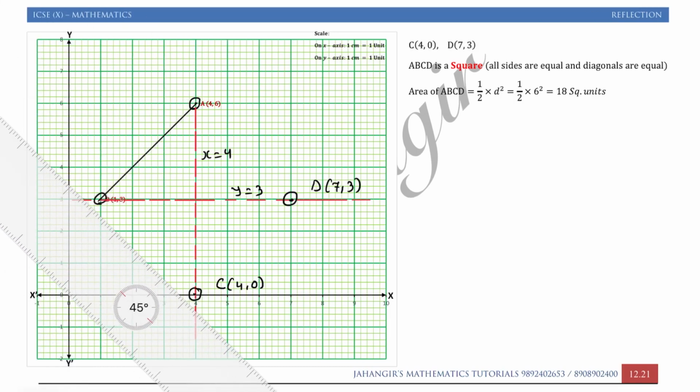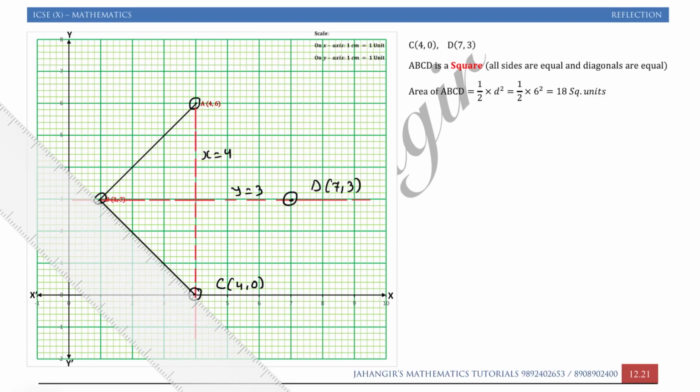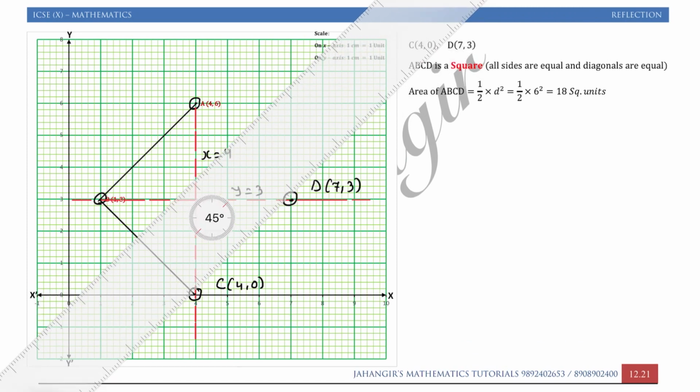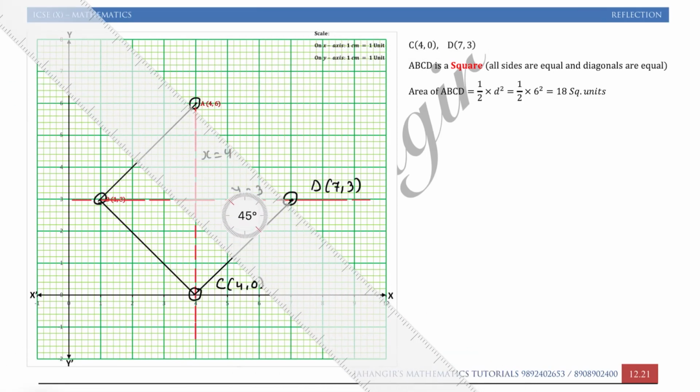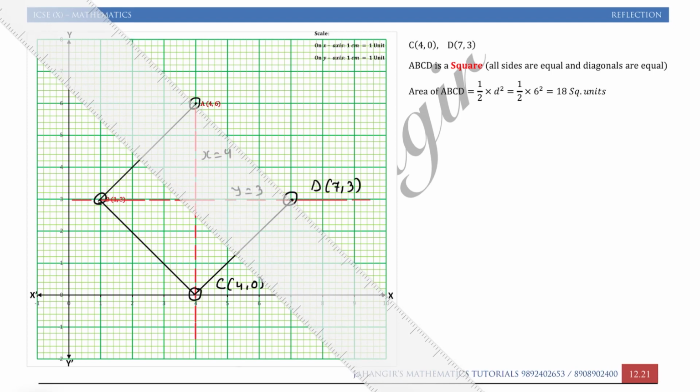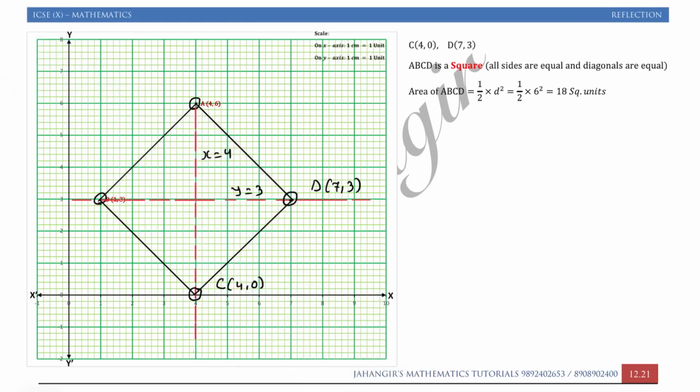A to B, B to C, C to D, and D to A. If you will see, ABCD is a square because all sides are equal and diagonals are also equal. Diagonal is 6 units.